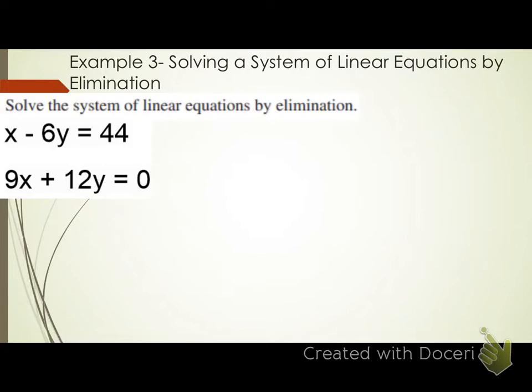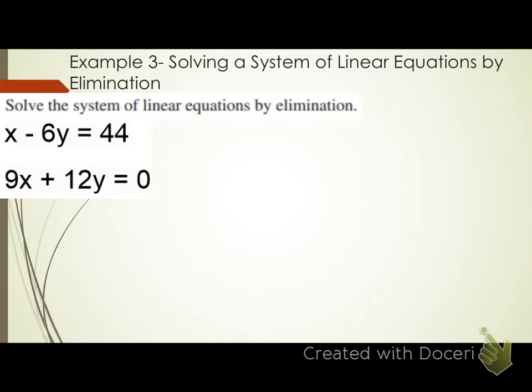So what are the coefficients in front of my x values? 1 and 9, right? Can I multiply 1 by anything to get to 9, or 9 by anything to get to 1? Yeah, I can multiply 1 times 9 and get 9, to where I'd have the same number. And I'd have to multiply by negative 9 to make it opposite signs, right? Oh, I'm sorry. Let's look at our y values. Negative 6 and 12. Can I multiply 6 by anything to get to 12, or 12 by anything to get to 6? Yes. What can I multiply what by? 6 by 2. I can multiply negative 6 times 2, and that'll give me negative 12, right?